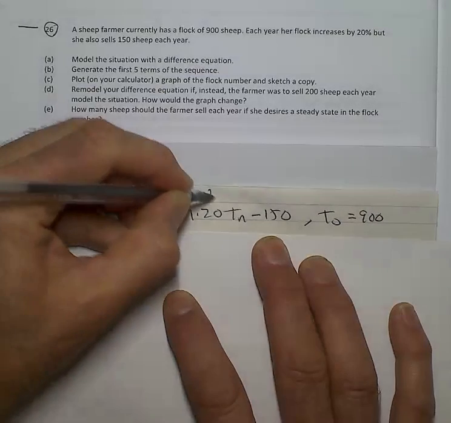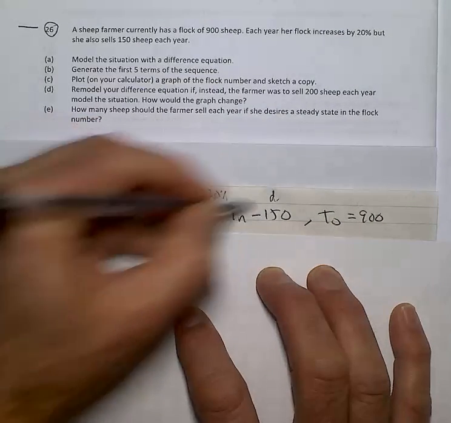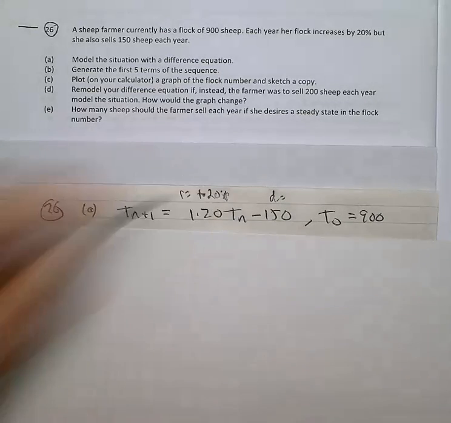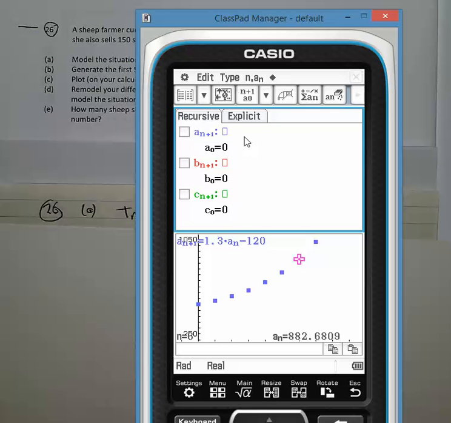That's the plus 20%, and the common difference of 150. So we call that 1.20 my common ratio. Now we'll just model that on the calculator. So modeling this on the calculator, 1.20 times A_N, and we subtract from that 150. We have initially 900 sheep.